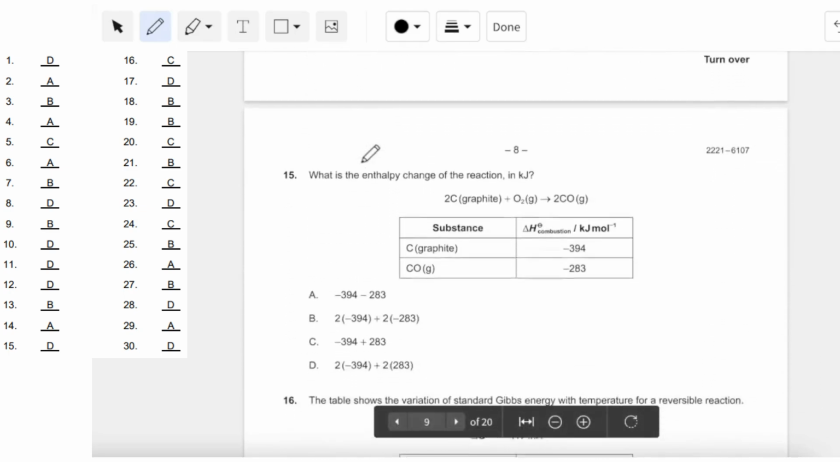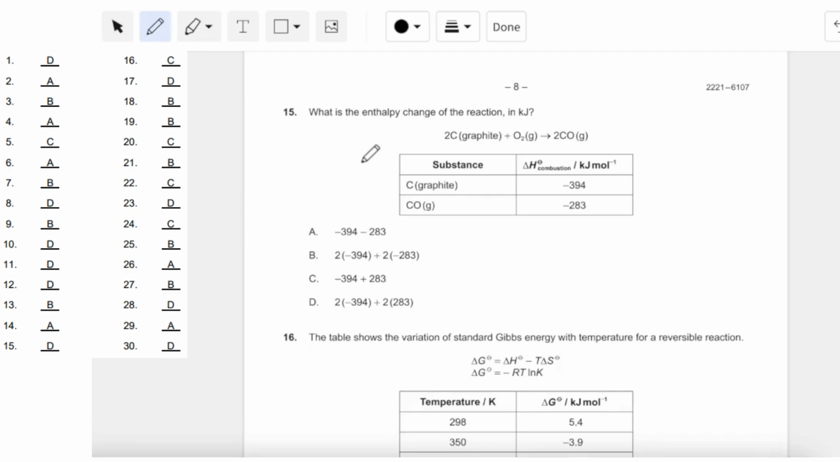Okay, we'll do number 15 now. To calculate the enthalpy of combustion, it will be the enthalpy of combustion of reactants minus the enthalpy of products. As you guys know, O2, oxygen, is not combustible, so there is no enthalpy of combustion of oxygen. So it means that we don't need to include this one in the calculation.